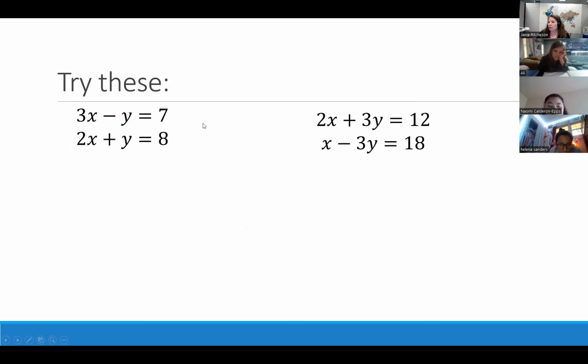I want the three of you to pick one of these two problems to do, please. I want you to do the first one or the second one, please. Ready, set, go.